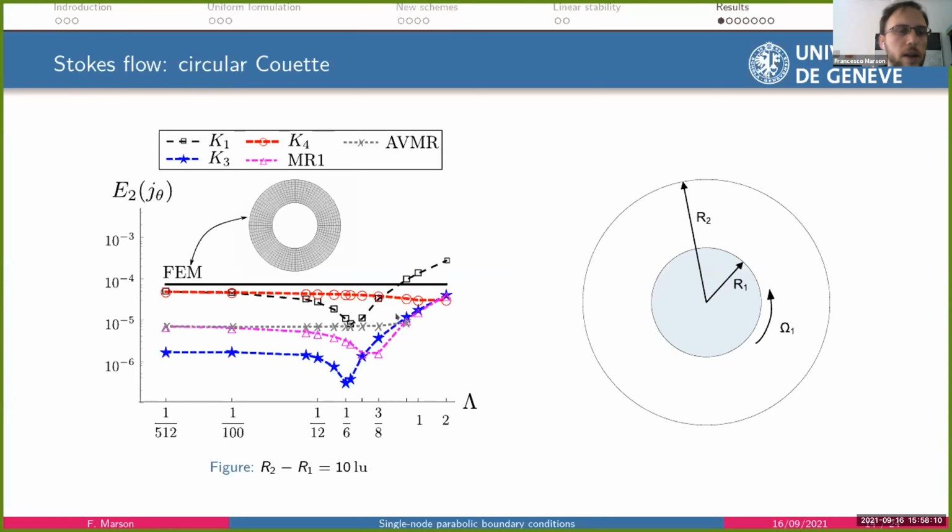Now, some results regarding the accuracy. Here we have a Stokes Taylor-Couette flow, where we compute the L2 error. We compare the results of our different corrections and also multi-reflections with a FEM solver, in this case the COMSOL solver with body-fitted meshes. As you can see, with the K3 correction, we are very accurate for any value of the magic parameter, even more accurate than a more advanced multi-reflection scheme in this case.